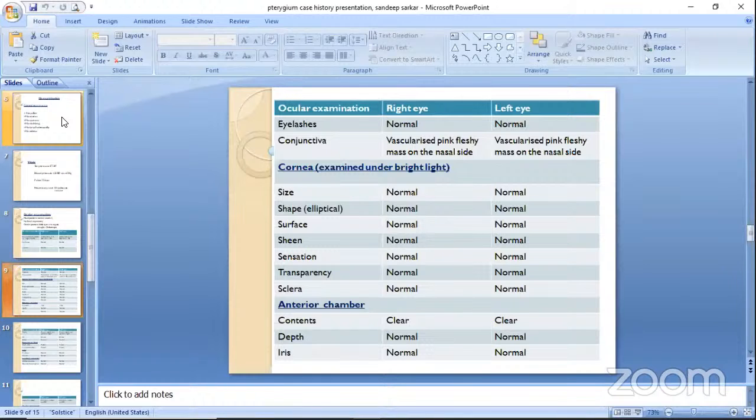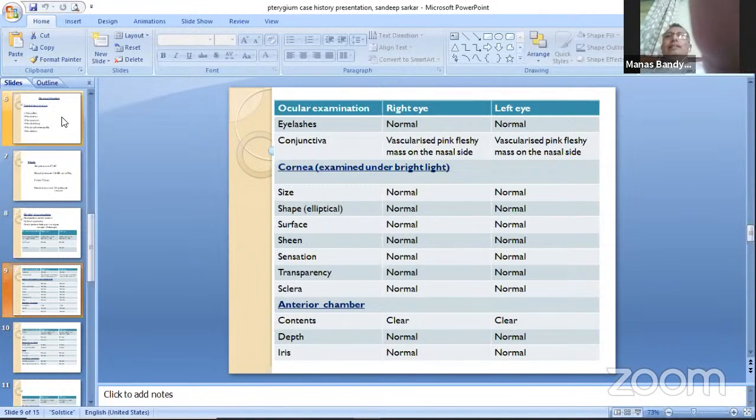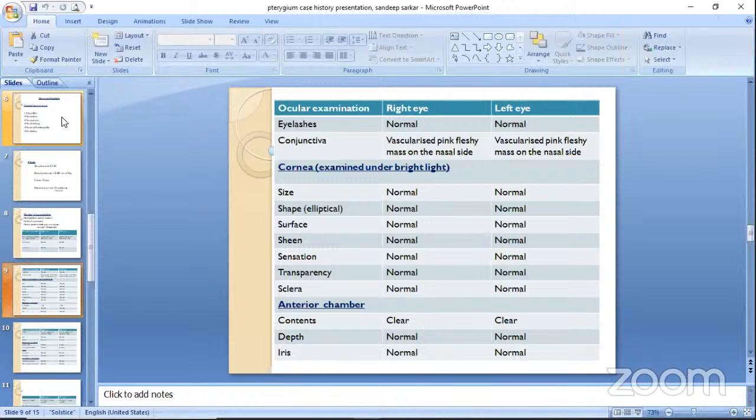But sir, other than the pterygium, no other pathologies were there. But why did you mention that? Why did you mention the pterygium portion in your corneal examination? In cornea, you said cornea examined under bright light, size, shape, everything is normal. Then what is the abnormality on the cornea? So the abnormality is because we observed it under the bright lights. Because pterygium causes astigmatism, it can't be observed under the bright light.